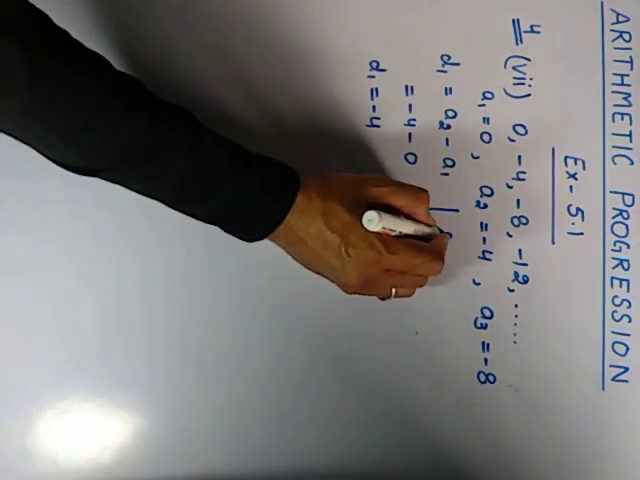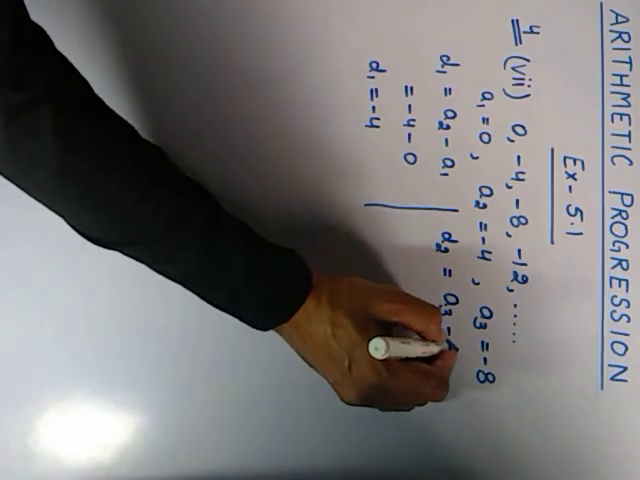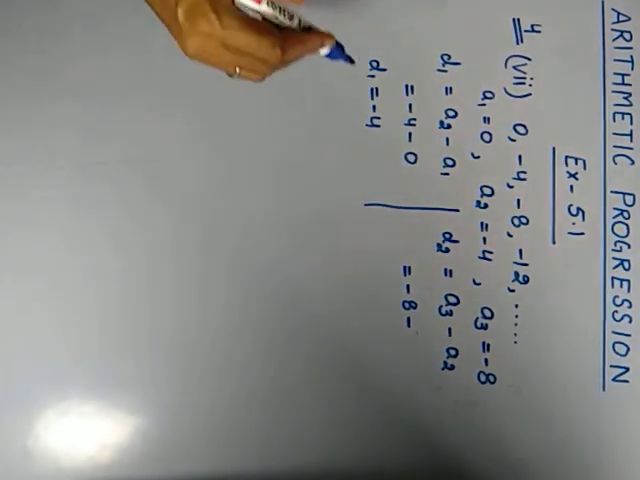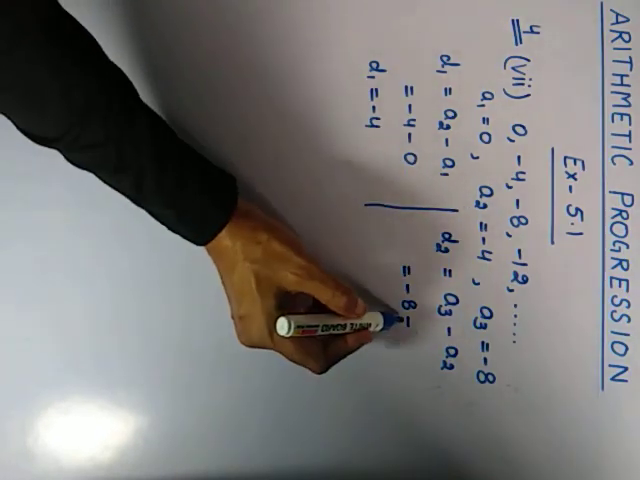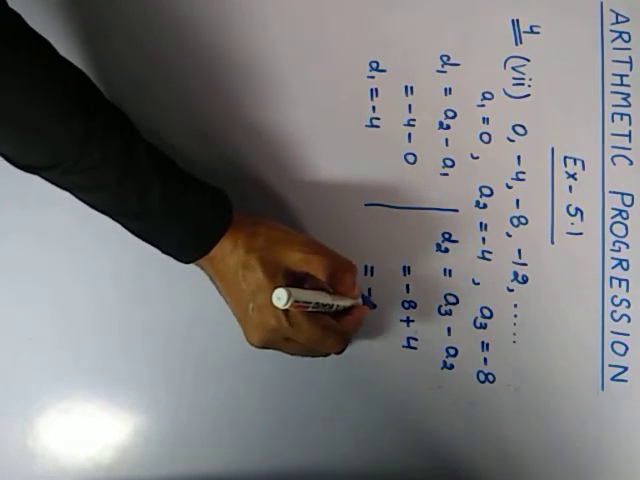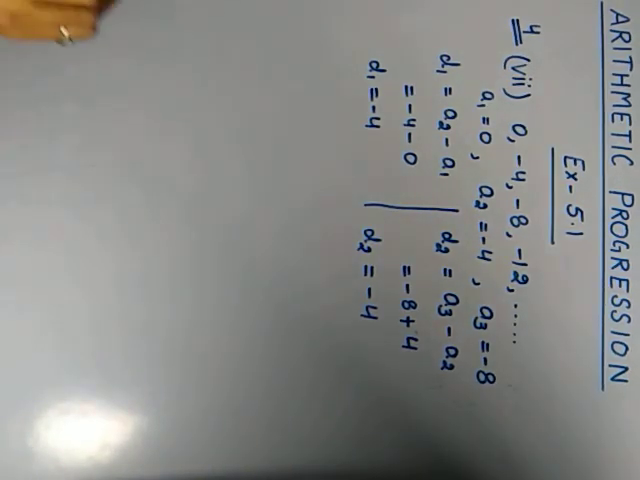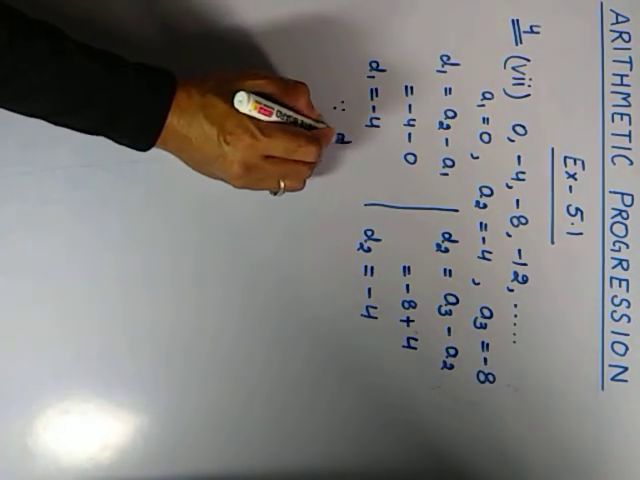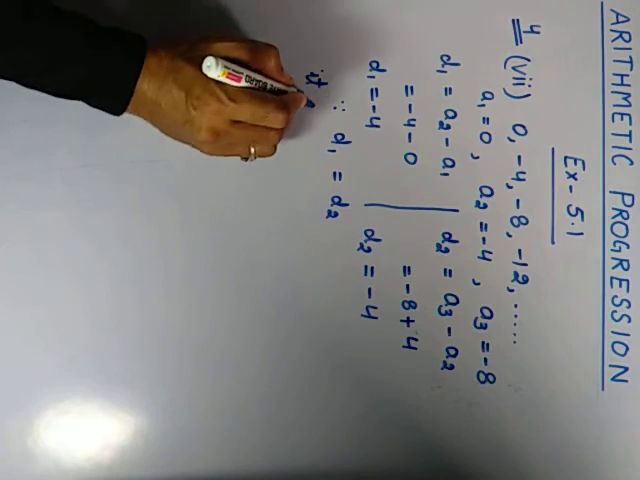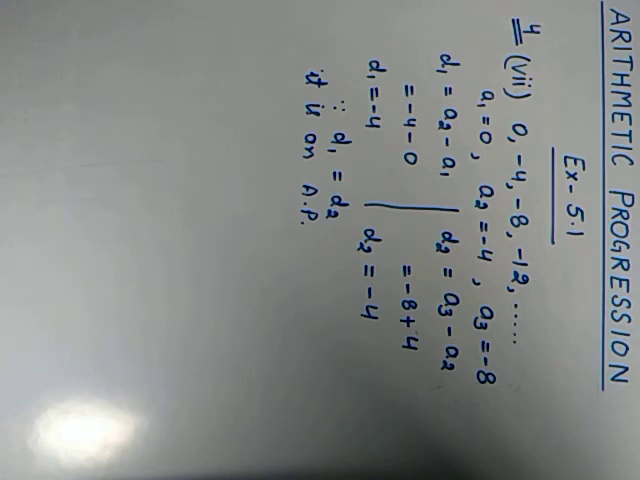Then D2. D2 equals A3, third term minus second term. So minus 8 minus second term is minus 4. So minus minus plus 4. So minus 8 plus 4 is minus 4. So D2 is also minus 4. So here we can see D1 equals D2. So it is an AP because common differences are same.